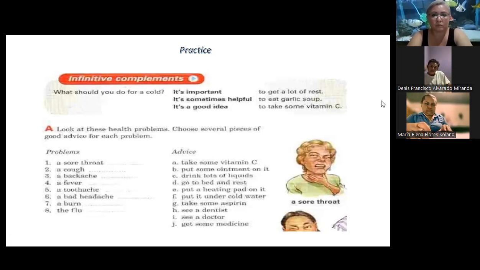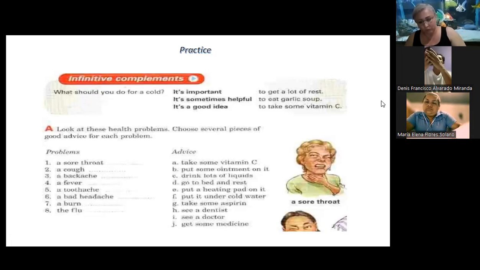Okay, so what should you do for a cold? Es como la pregunta, ¿y qué me recomendás o qué debería tomar para cuando tengo gripe, por ejemplo? You see the example here. So what should you do for a cold? Entonces usted puede utilizar estas tres expresiones que son básicas. It's important to... And look at the example. In that case, you should get a lot of rest.